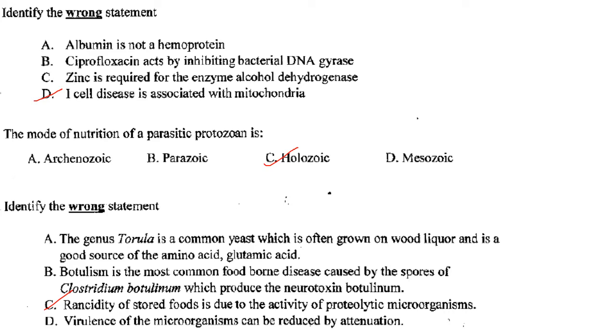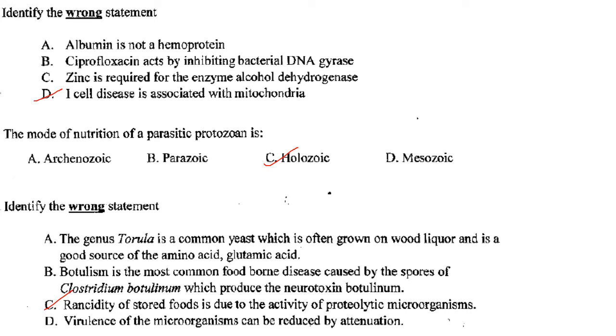So here, the genus Torula is a common yeast which is often grown on liquid in wood liquor and is a good source of the amino acid glutamic acid. Then botulism is the most common foodborne disease caused by the spores of Clostridium botulinum, which produces the neurotoxin botulinum. Then rancidity of stored food is due to activity of proteolytic microorganisms. It is not proteolytic microorganisms, it is due to lipolytic microorganisms. So that is the wrong answer.